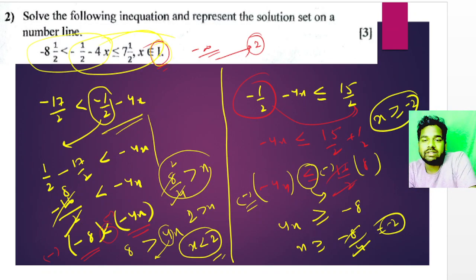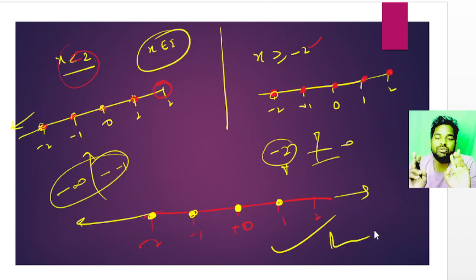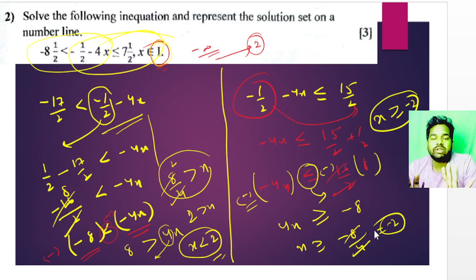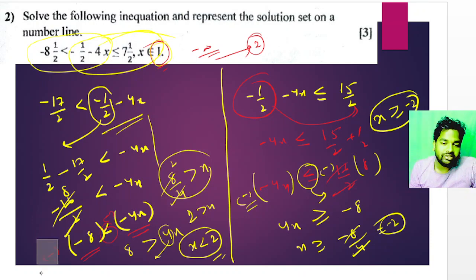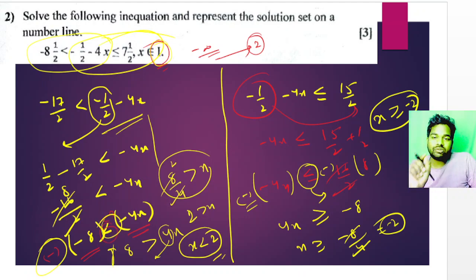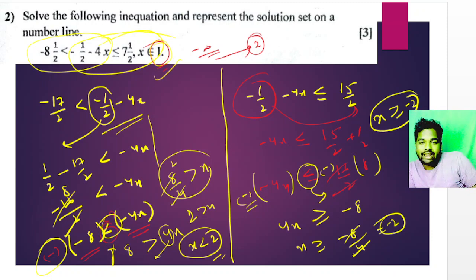So I hope that in this question we have utilized two concepts. The first concept is that when you multiply both sides by a negative number, the inequality sign is going to change. This concept is very important here. And the second concept is that x belongs to what? Sometimes x belongs to integers, sometimes to real numbers. So you have to see the condition also.